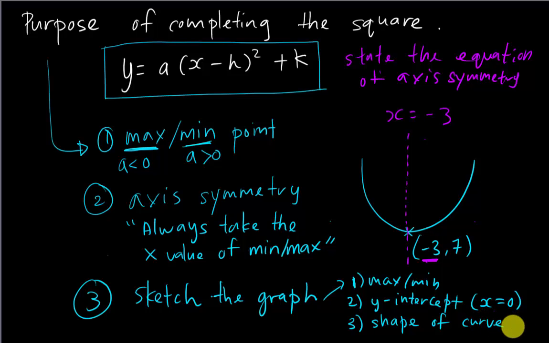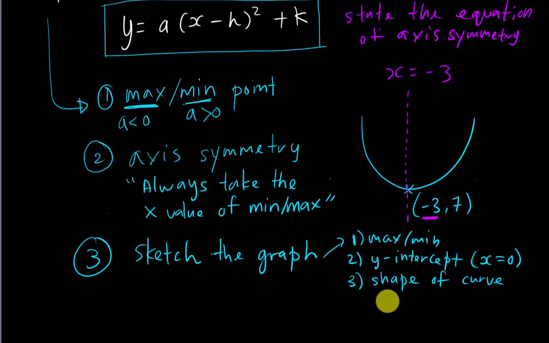So the shape of the curve, basically you only have two patterns, either U or N. U is a smiling face, a positive thing, so a must be bigger than 0. N must be a sad face, so a is always less than 0. It's for you to sketch the graph, and whenever you want to sketch the graph, you will need all these three pieces of information.